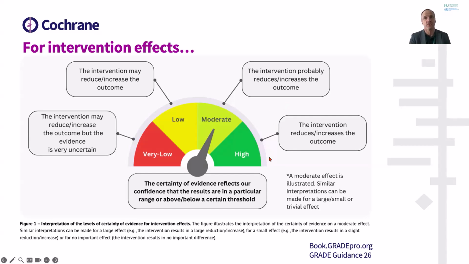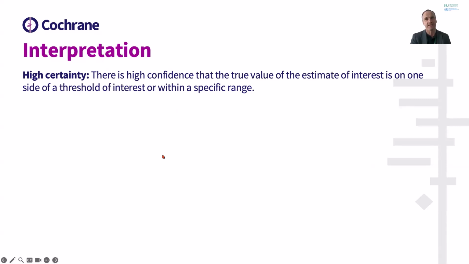Again, of course, these types of interpretations can be made for all sorts of levels. And in order for you to then also talk to your scientific colleagues or other researchers, we've provided an interpretation of the certainty that is a bit more scientific. For high certainty, we say that there is high confidence that the true value of the estimate of interest is on one side of the threshold of interest, I'll return to that, or within a specific range.